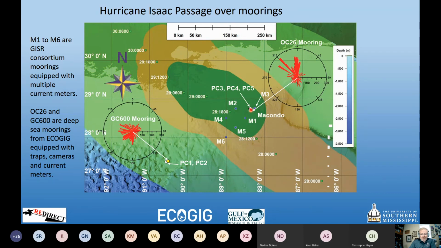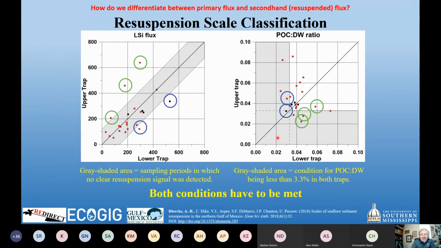So there's OC26. That is the mooring with the double stack traps. The Macondo well is right there. PC345 are particulate camera data. I'll show you in a minute. And these M1 to M6 are, coincidentally, the Gulf of Mexico Research Consortium had six current meter moorings out there. So we had a plethora of current meter measurements right around the site. So we actually could support our ideas about resuspension with additional current meter data beyond just our own.